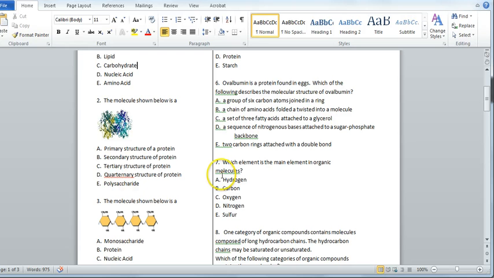Okay, number 7. This is a really common question on MCAS. Which element is the main element in organic molecules? So this is a definition question asking you if you know the meaning of the word organic. Hydrogen, carbon, oxygen, nitrogen, or sulfur? Okay, it's carbon. That's what we've been talking about, carbon compounds.